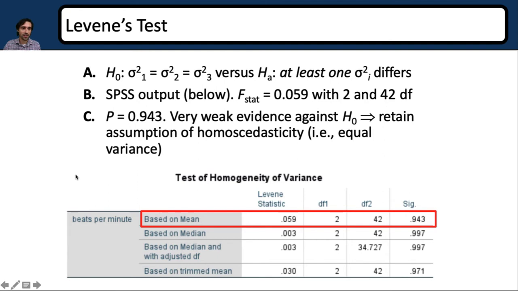So within this, we know that our null hypothesis is that all standard deviations should equal the same, versus the alternative that at least one of the standard deviations differs. Okay, so within the output, we look at an F-stat and our df of 2, and we look at our p-value of 0.943.